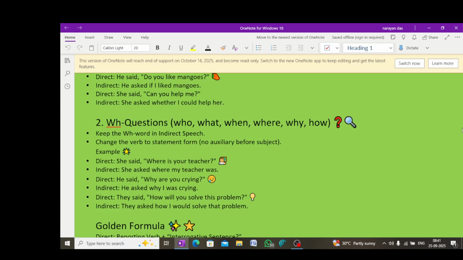Next example, he said, why are you crying? This question can be answered with yes or no. So it is a yes/no question. So indirect is: he asked why I was crying. Next example, they said, how will you solve the problem? Indirect: they asked how I would solve that problem. Here will has become would as you have done in the future tense sentences, this has been changed into that, the tense is changed accordingly, and said is changed into asked.